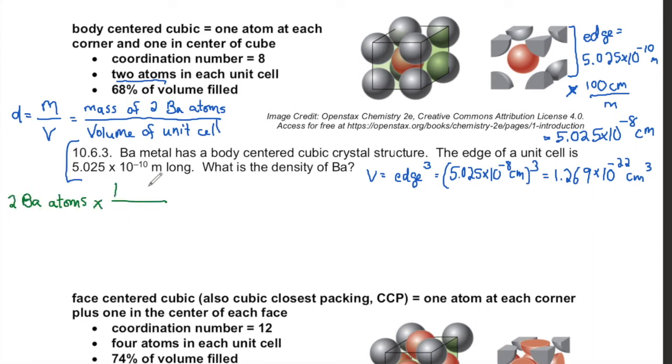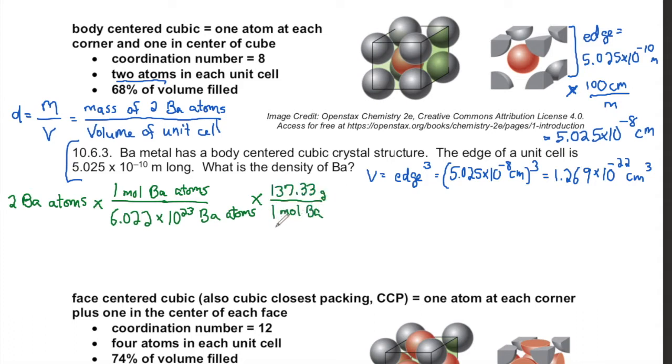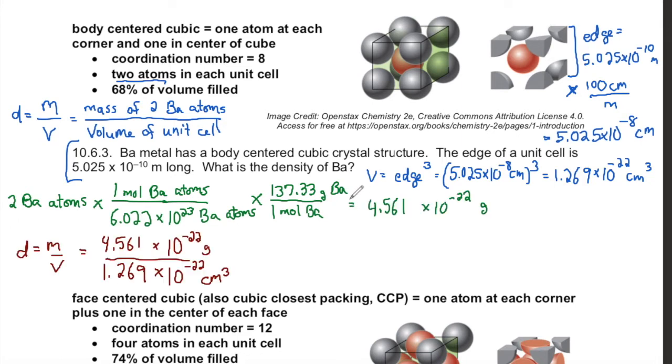So let's go ahead and convert 2 barium atoms into the mass. So we can convert these 2 barium atoms into how many moles there are using Avogadro's number as a conversion factor. And then the molar mass of barium is 137.33 grams per mole. So this mass of 2 barium atoms comes out to be 4.561 times 10 to the minus 22 grams.